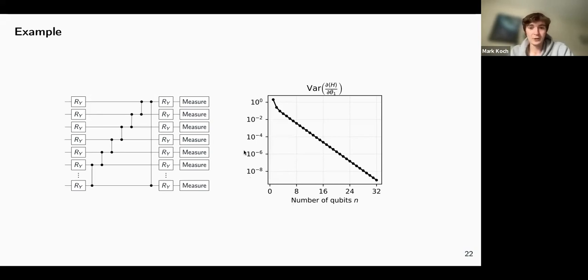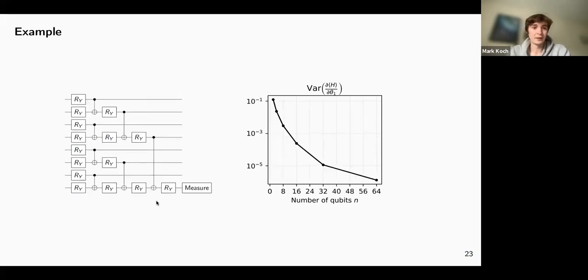Notice that the y-axis is a log scale here. So with increasing number of qubits, we get an exponential decay in the variance, which is very bad. Right? So in this case, we would say that this ansätze here suffers from the barren plateau problem. Other ansätze, however, are a bit better.